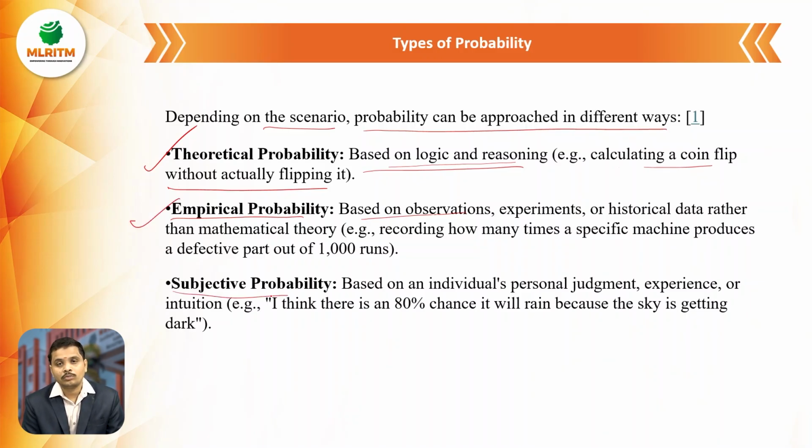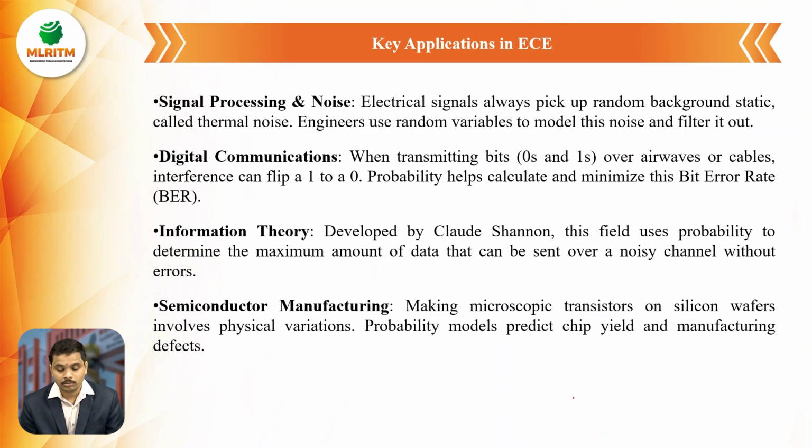And subjective probability is based on an individual person's judgment, not on experience or intuition. For example, I think there is an 80% chance of rain because the sky is getting dark. This is an assumption, an individual perception or judgment. That 80% chance is also a probability, but it is an individual probability. Someone else may say 70% or 50%. That type of probability we call subjective probability.